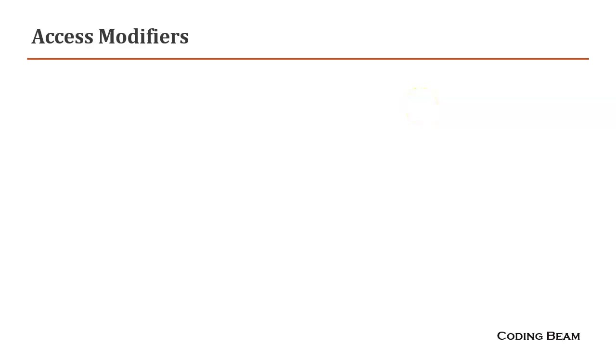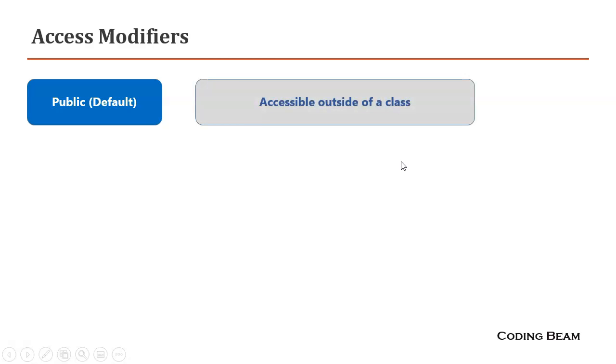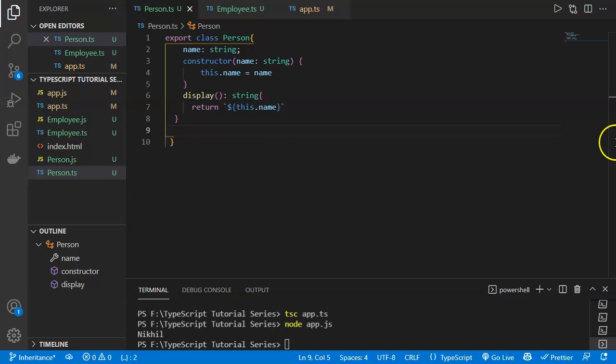Now we will see the access modifiers. In object-oriented programming, the concept of encapsulation is used to make the class members public, private and protected, and a class can control the visibility of its data members through these access modifiers. The first access modifier is public, which is by default accessible outside of the class. So here we are declaring the name, and by default it is public.